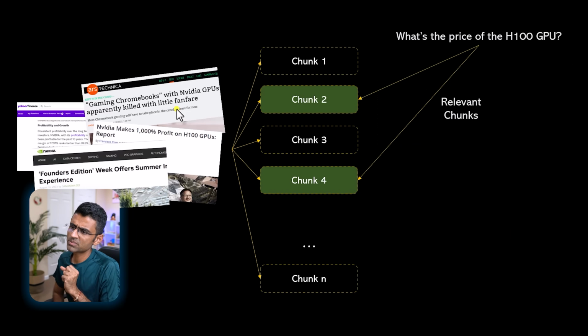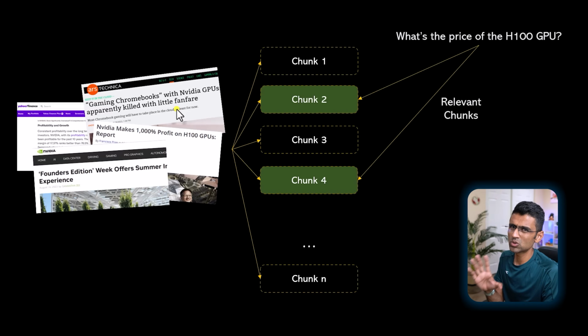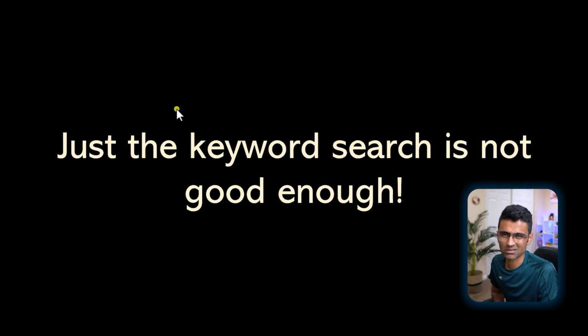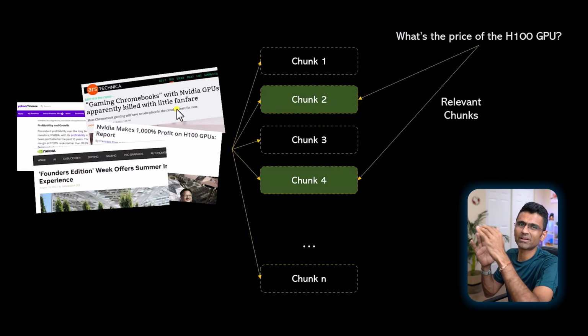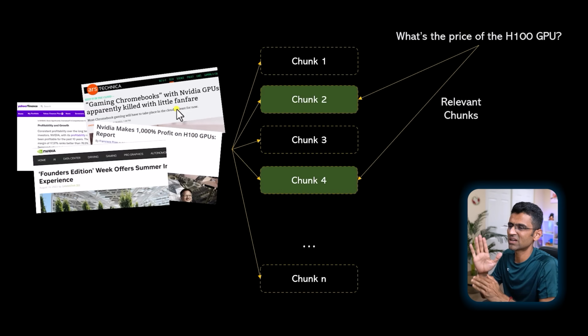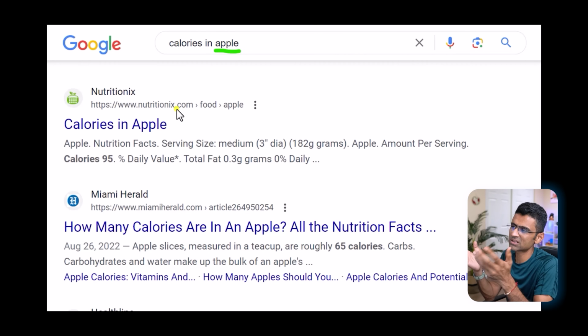So the question now is, how do I find relevant chunks? You can't use direct keyword search. I can't say, okay, H100 GPU. It's like Control F, trying to look into all the chunks, and wherever H100 GPU is present, give me those chunks. Okay, H100 GPU is probably a simple example, but look at this example.